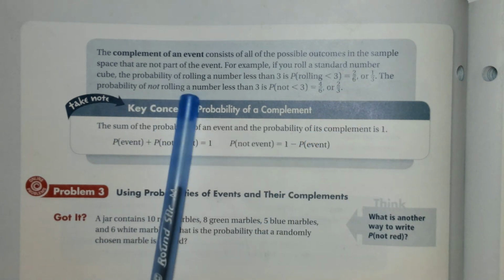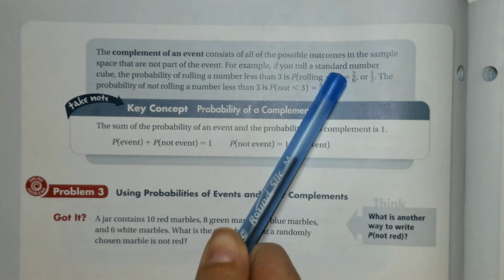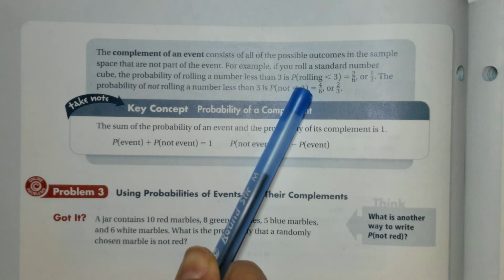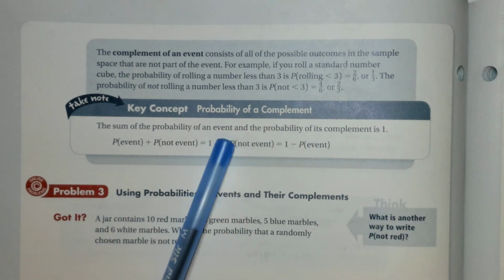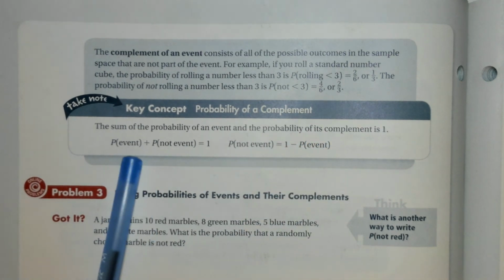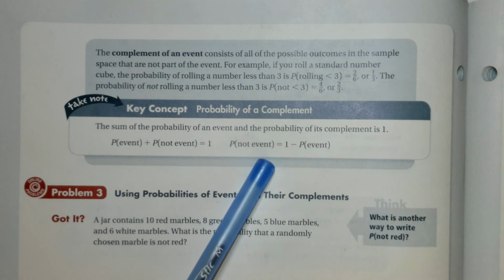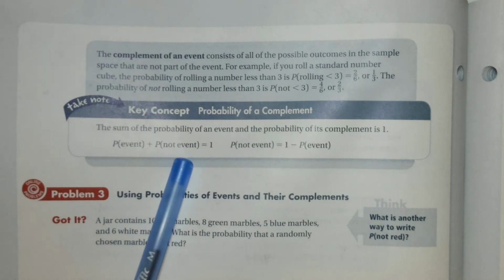The probability of not rolling a number less than 3 is basically, since that's 2 out of 6, it would be 4 out of 6, or 2/3 when you reduce it. So when you add up the probability of an event and the probability of its complement, they add up to 1. So that's just one thing I kind of wanted you guys to see. The probability of an event and the probability of the event not happening would be 1.